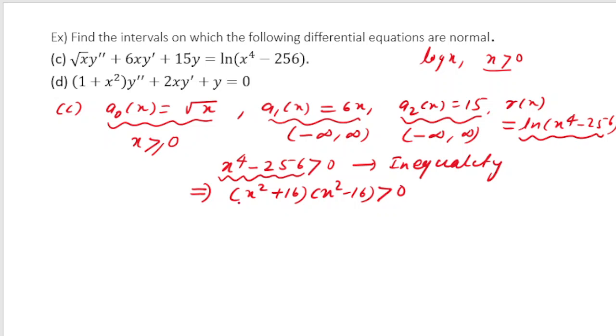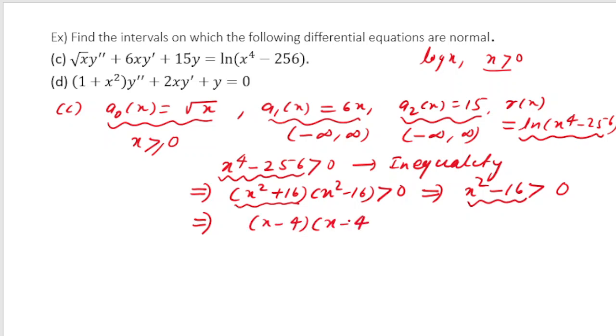But we all know that x square plus 16 is always positive. This is always greater than 0. So this implies that I can divide the inequality on both sides by x square plus 16. So what I should get is that x square minus 16 should be greater than 0. And this is a standard practice, that if you have a positive factor, you can cancel it from both the sides. Now we have x square minus 16, which can be further factorized into x minus 4 into x plus 4, and this should be greater than 0.